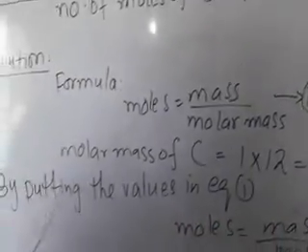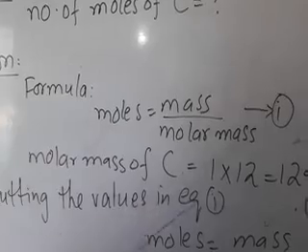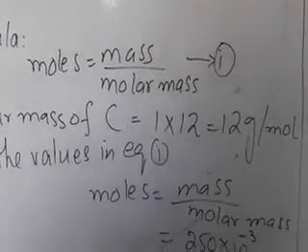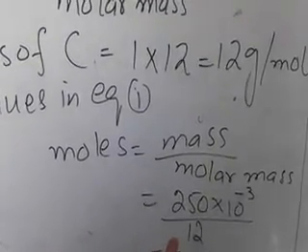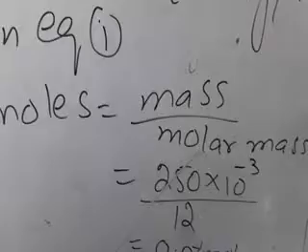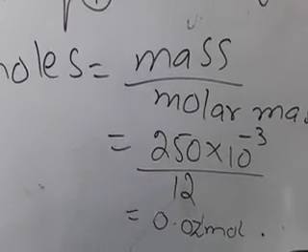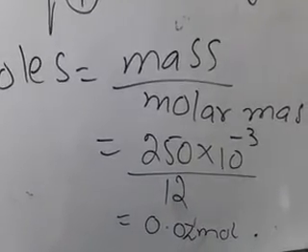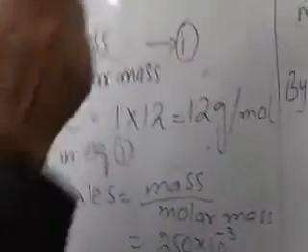Now by putting all these values from the data and these calculated values in equation number 1, which is moles equals mass over molar mass. Mass in the data is 250 into 10 raised to power minus 3 and molar mass which we calculated is 12. So using your calculators, divide the values, you will get 0.02 moles. This is your answer.